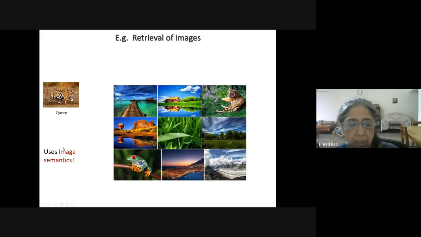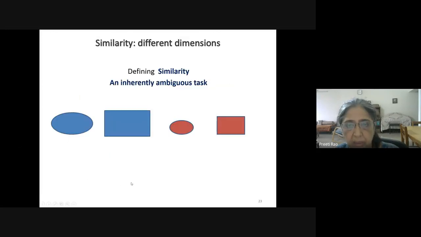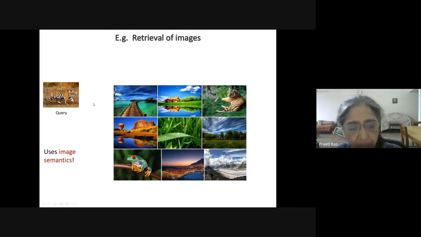So that's what I meant. We use image semantics, which means we interpret the meaning. Now there's another simple explanation for semantics, and that is called similarity. So what was this query thing about? I had a query, and I wanted to find something similar from the database. So my explanation of this application is that similarity is important for me. I have given you an example and I want some images similar to the example.